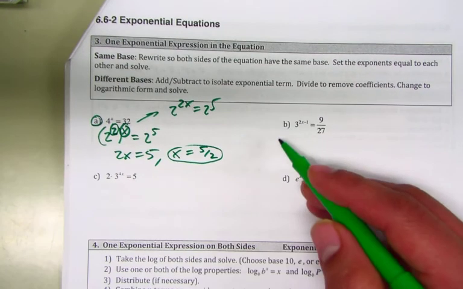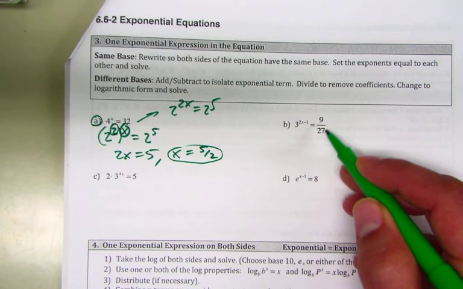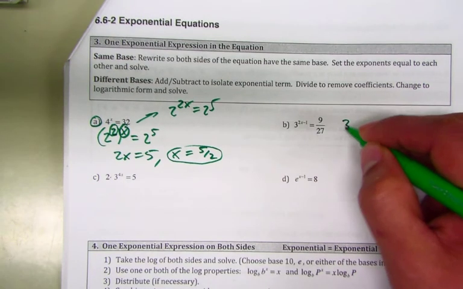Let's go on to B. First of all, can we reduce 9/27ths? Yeah. What is that?